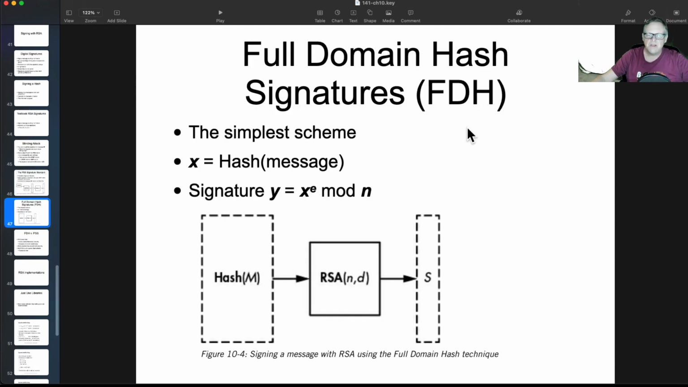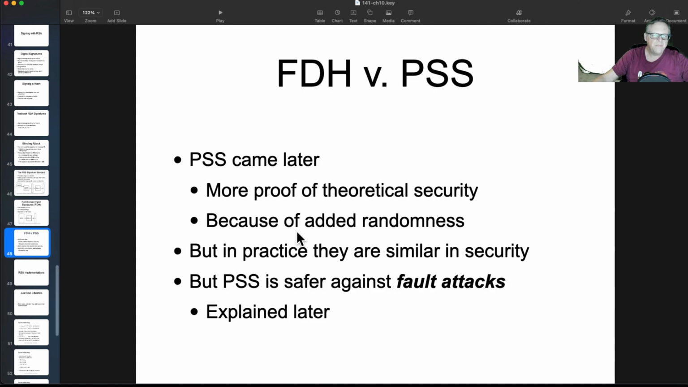There used to be a simpler scheme that came earlier, where you just take the hash and run that through X to the E mod N. That was just using the full domain hash technique. We just hashed the message. And that is considered to be less secure than the probabilistic signature scheme. Although in practice, they both work, as you would think.